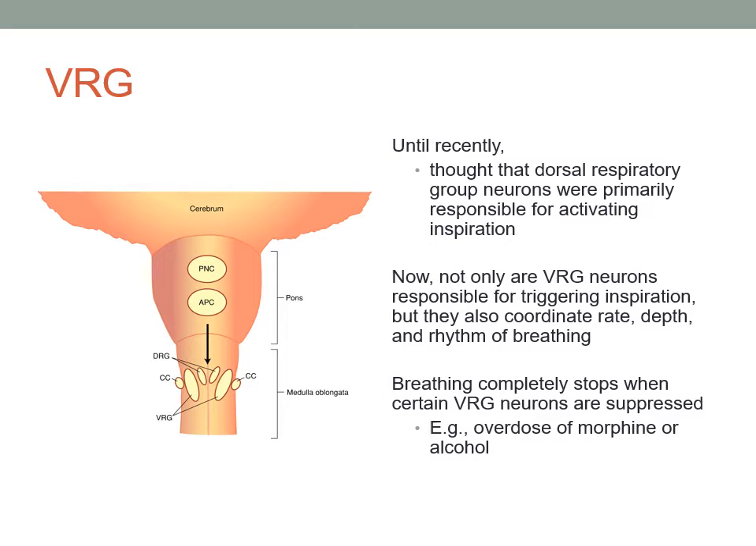Until very recently, it was thought that the dorsal respiratory group neurons were primarily responsible for activating inspiration. However, now we know that the VRG neurons are responsible for triggering inspiration, and they also coordinate the rate, depth, and rhythm of breathing. Breathing completely stops when certain VRG neurons are suppressed by something like an overdose of morphine or drinking too much alcohol.